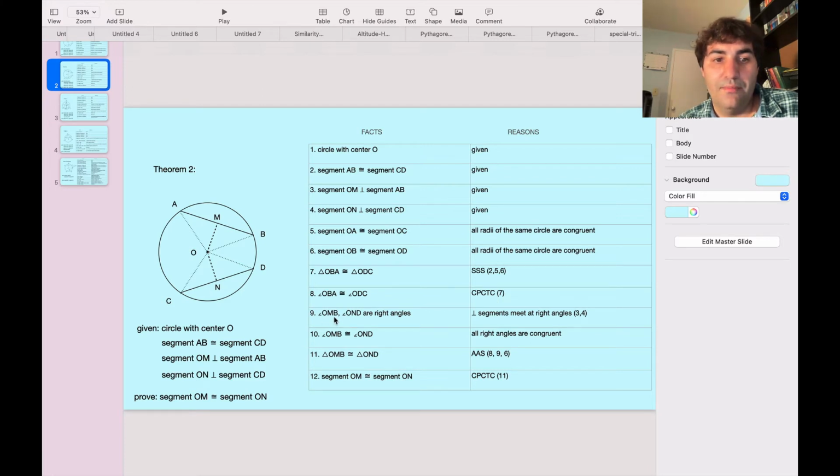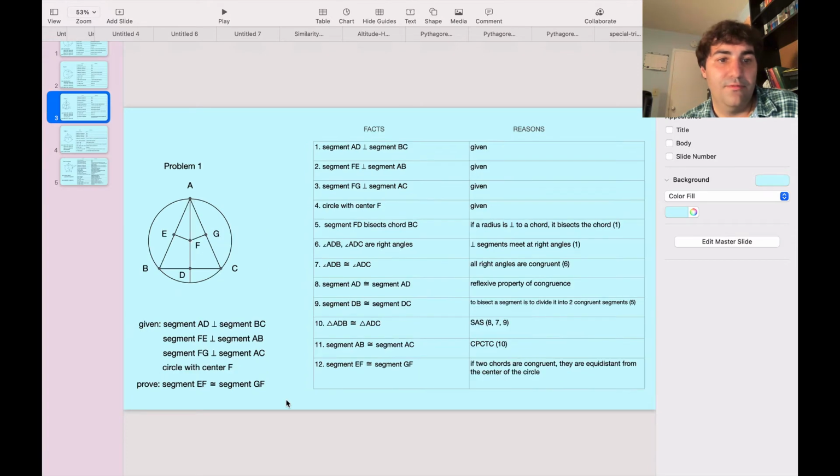We know that angle OMB and angle OND are right angles because perpendicular segments meet at right angles in what we have in statement 3 and 4. And all right angles are congruent, so angle OMB is congruent to angle OND. We can apply the angle-angle-side postulate to what I have in statement 8, statement 9, and statement 6. So we get triangle OMB is congruent to triangle OND, and therefore segment OM is congruent to segment ON by corresponding parts of congruent triangles are congruent, so we proved what we wanted to prove.